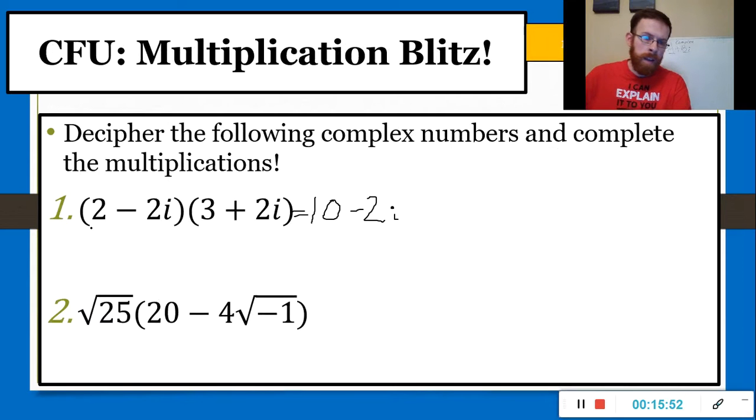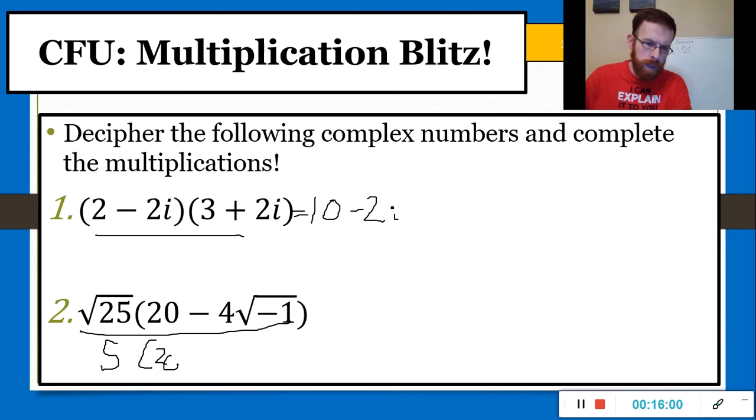But these two multiplied together gives you 10 minus 2i, and this multiplied together after you break that down to a 5, parentheses 20 minus 4i, is going to give you 100 minus 20i.